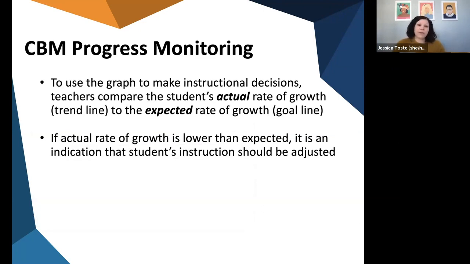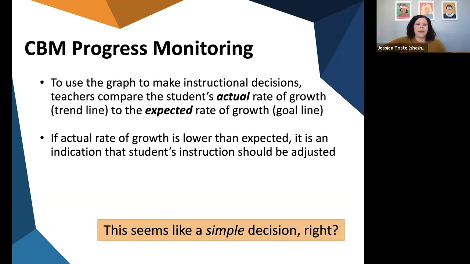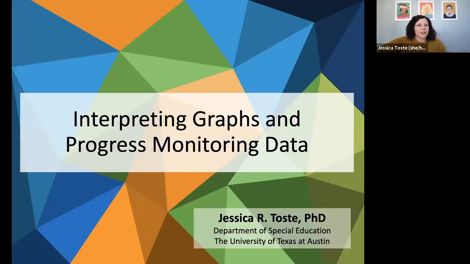If the actual rate of growth is lower than expected, it's an indication that the student's instruction should be adjusted. There are some other decision-making rules that also come into play here, but this is essentially how we compare actual rate of growth to expected rate of growth to decide whether or not a student has been making adequate progress. So it seems like a pretty simple decision, right? You look at the student's data and you decide whether or not they're making expected growth. Turns out, it may not be as simple as we think.